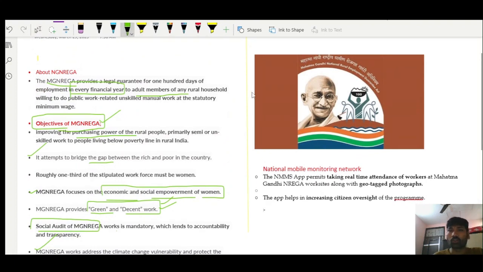Here you can see the logo of the Mahatma Gandhi National Rural Employment Guarantee Act. So what is the National Mobile Monitoring Network? The National Mobile Monitoring Network app permits taking real-time attendance of workers. As we have discussed, it will help in taking attendance of the workers, along with the geotagged photos of the work done. And this network will help improve citizen oversight over the program, right? So this is all about the National Mobile Monitoring Network and the MGNREGA program.